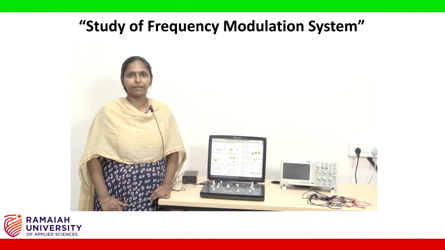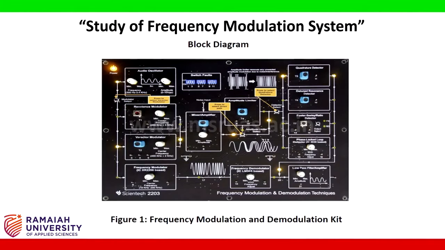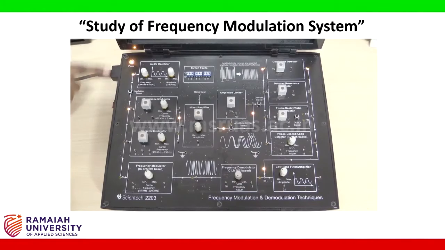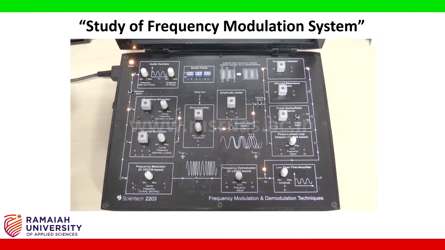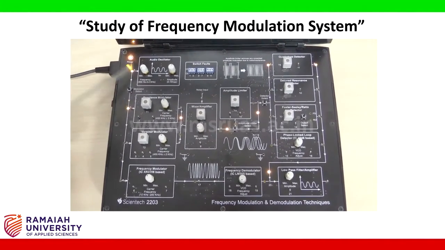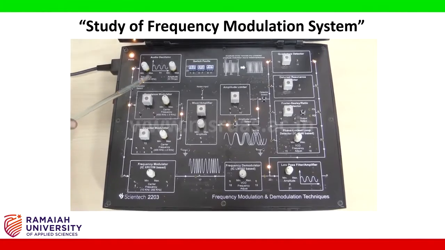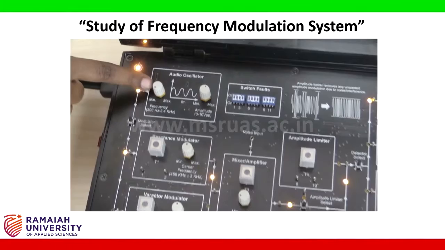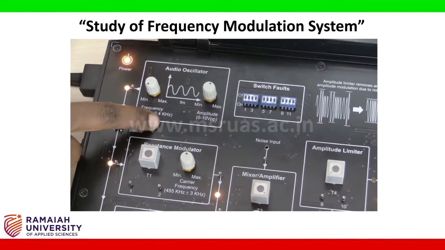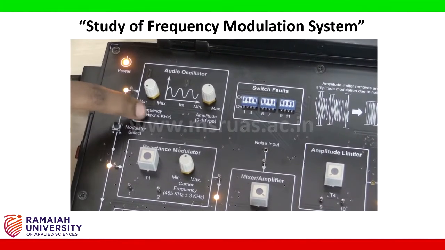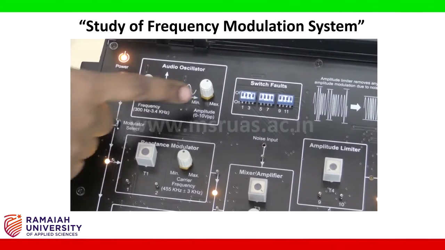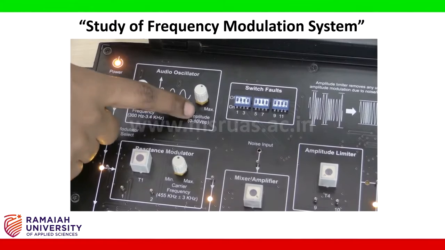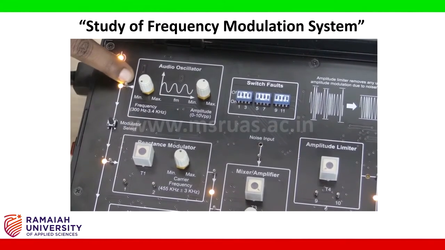Now let us start the experiment based on the block diagram. First, switch on the power supply. Make sure the power is on. This is the audio oscillator. It can generate a message signal, and these two knobs are used to change frequency from 300 hertz to 3.4 kilohertz, and this can be used to adjust the amplitude from 0 to 10 volts peak to peak. So the message is available here.